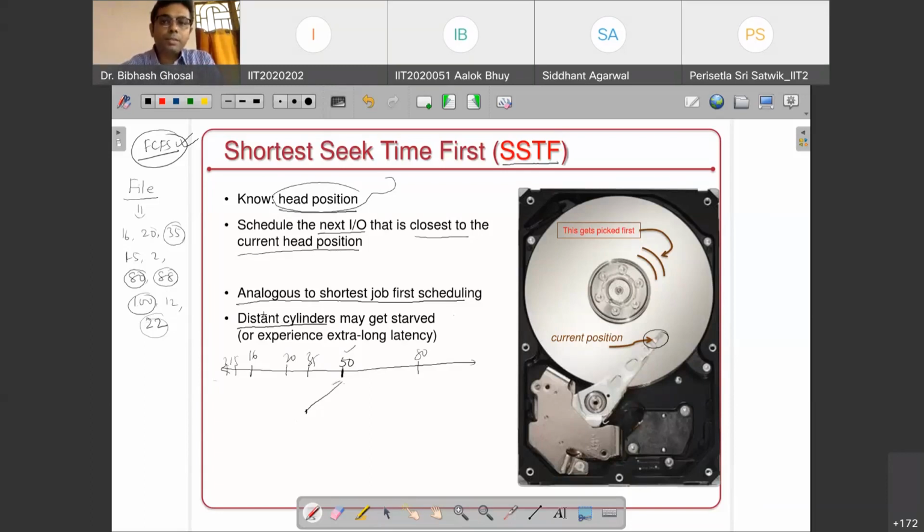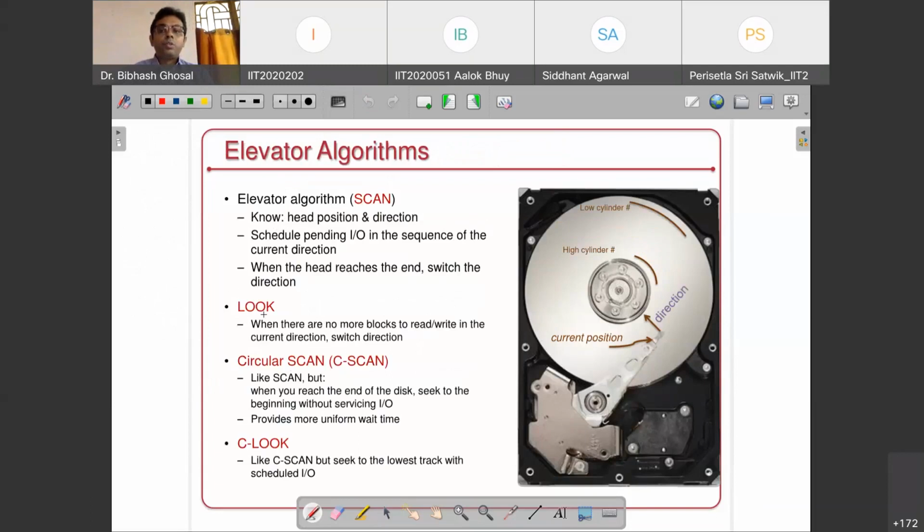So what is to be done? Well, to remove this particular problem, we move to something called the elevator algorithm. And this is the one that is frequently used. What is this elevator? You know what an elevator is? We normally call it the lift. How does it operate? It operates in this way.